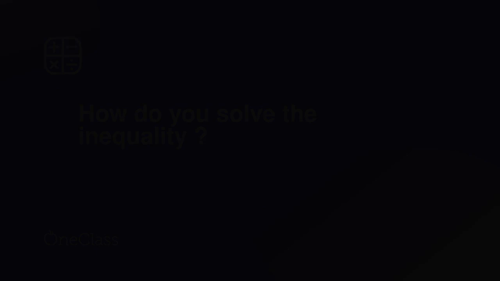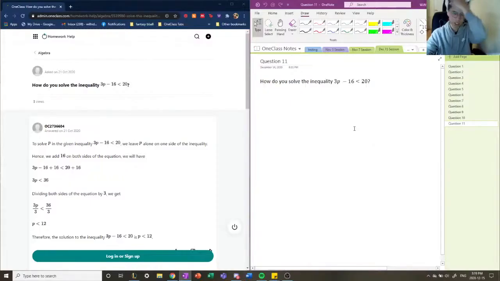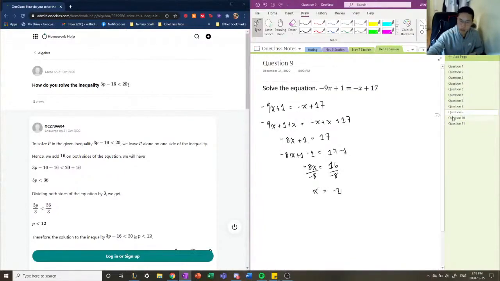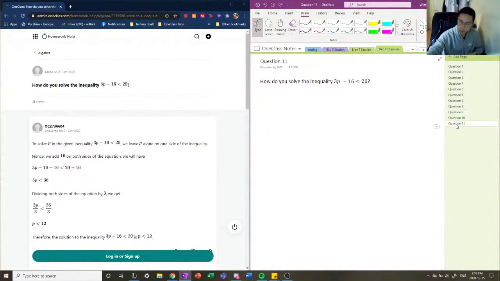And it reads, how do you solve the inequality 3p minus 16 is less than 20? Okay, so in question number 9, I believe that we solved an equation. So this time we're solving an inequality, and it's asking us for the values of p, which will always make sure the left-hand side is less than the right-hand side.